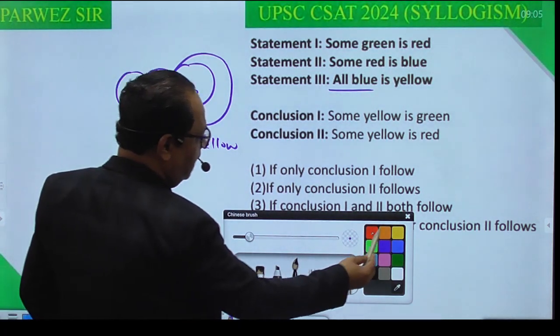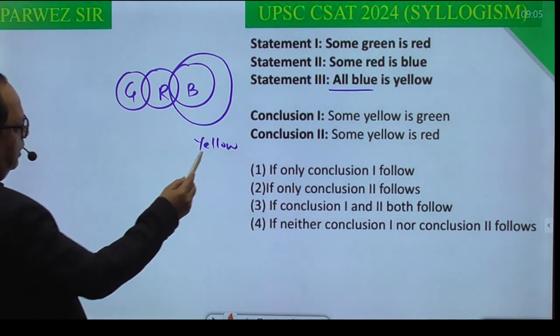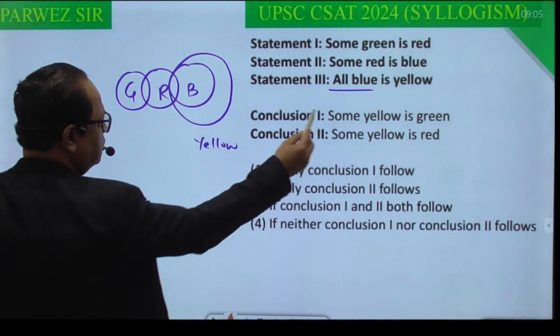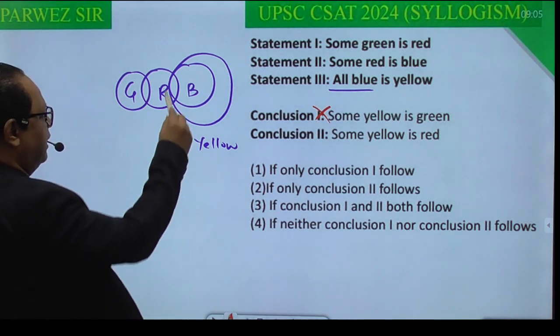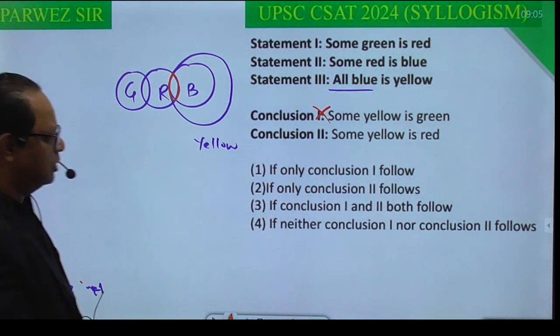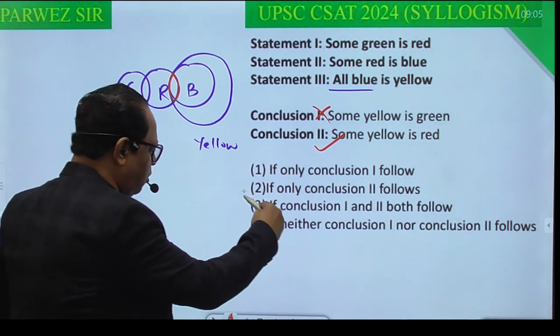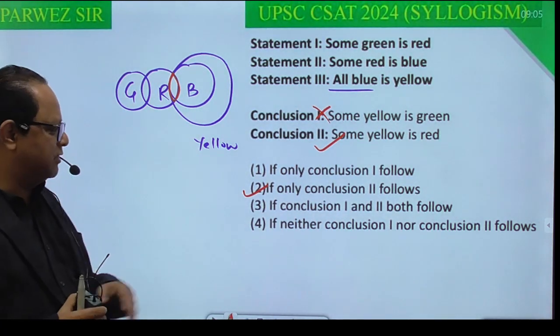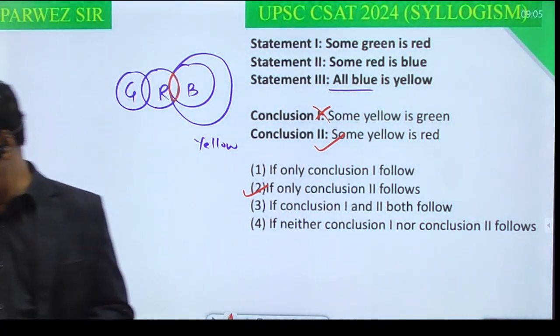Now match with the conclusions. Some yellow is green. Yellow and green, there is no connection. The first will be wrong. Some yellow is red. We can see some yellow is red, so the second option is correct. Only the second conclusion follows, which is given in the second option, and this is your answer.